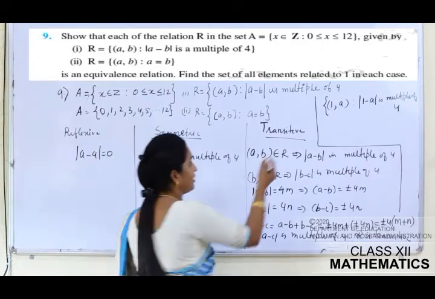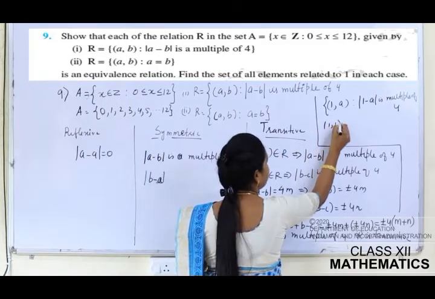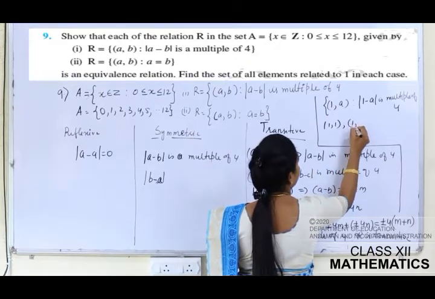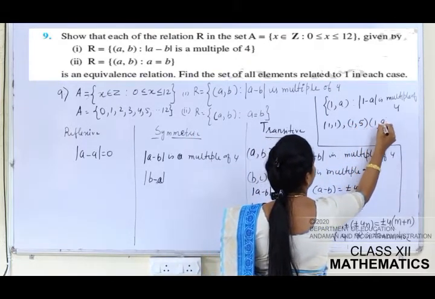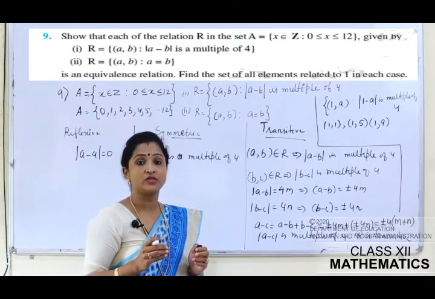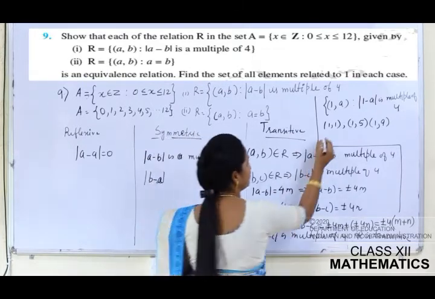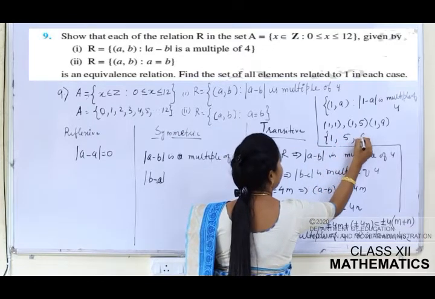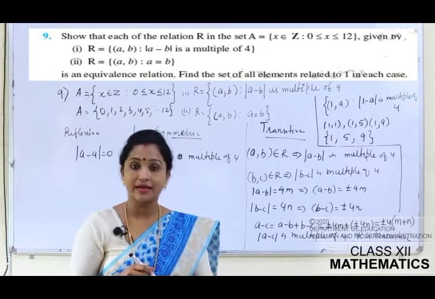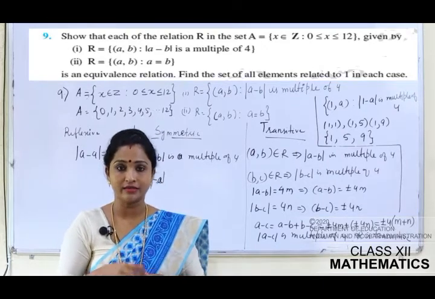देखिए यहाँ पे 1 comma 1 because 1 minus 1 is 0, a multiple of 4, 1 comma 5 and 1 comma 9. Any other element you are going to get? No. That means the elements which are related to 1 are 1, 5 and 9. So these are the three elements which are related to 1. तो ऐसे करके आपको क्वेश्चंस को करना है. I think this question is clear to you.